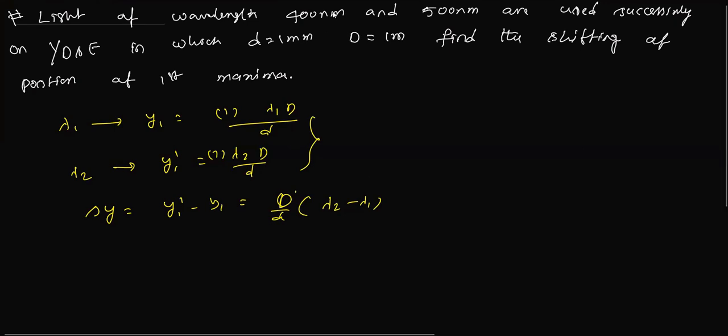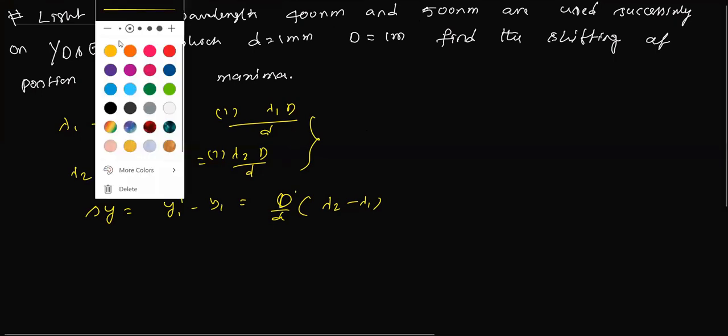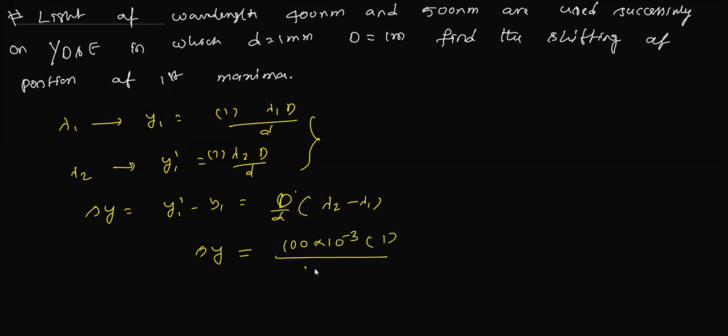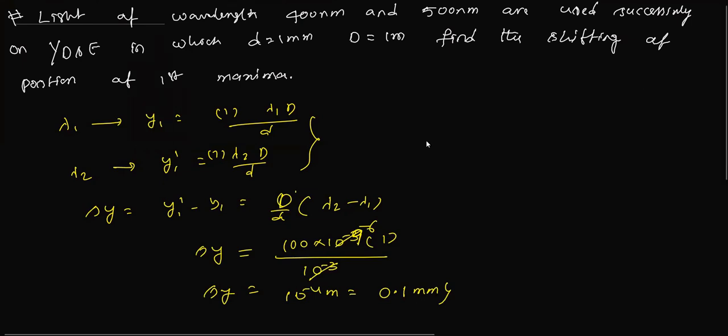500 minus 400 is nothing but 100. Therefore, delta y equals 100 into 10 raised to minus 9 nanometers, capital D value 1 meter, small d value 10 raised to minus 3. Minus 3 and minus 6 get cancelled. Therefore delta y equals 10 raised to minus 4 meters, otherwise we can write it as 0.1 millimeter. This is the shift of the first bright fringe.